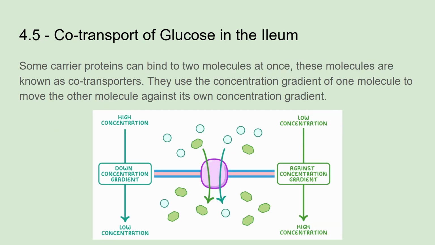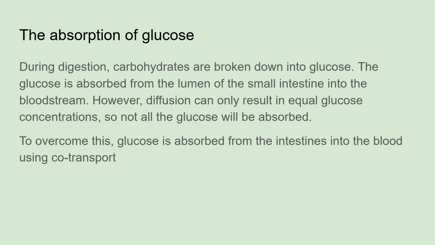So now I'm going to be talking about the co-transport of glucose in the ileum. Some carrier proteins bind to 2 molecules at once, and these molecules are known as co-transporters. They use the concentration gradient of one molecule to move the other molecule against its own concentration gradient. And this occurs during the absorption of glucose.